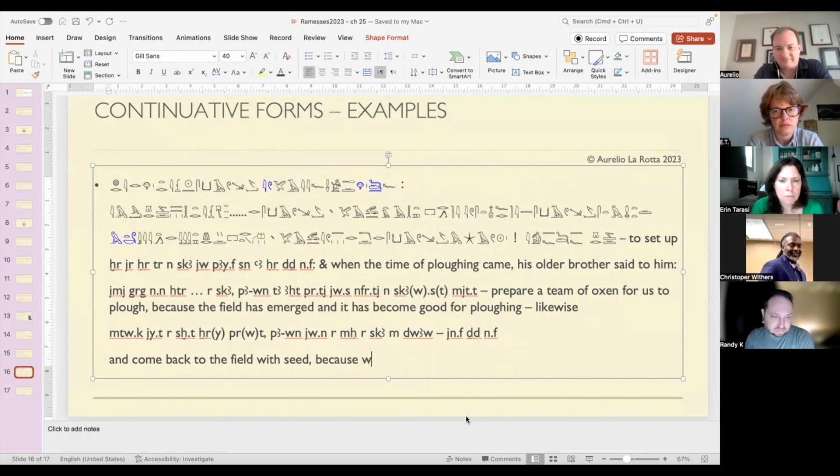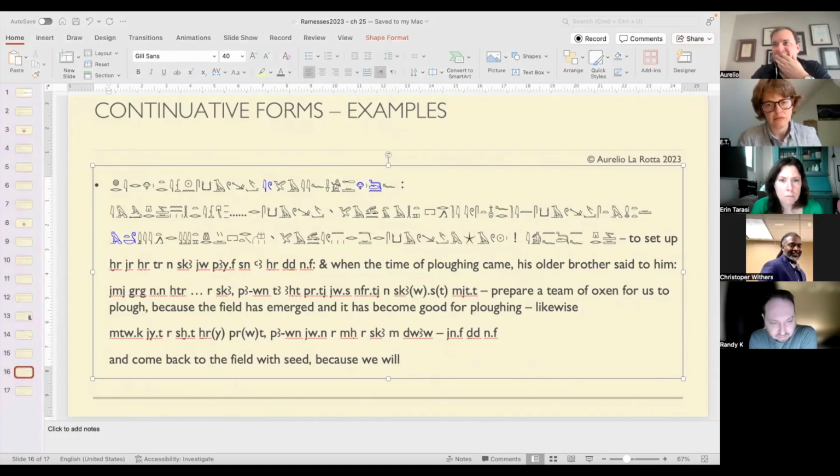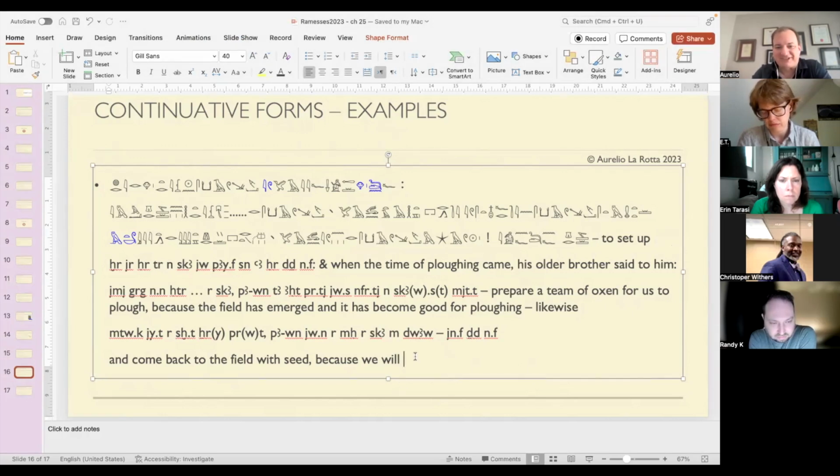Because we will. My first instinct is to say feel, but we will seize the plow. Oh, no, yeah, that's weird. You're right. What is this? I didn't even notice that. So if it wasn't there, if it were just this, what would you make out of it? We will plow in the morning, early in the morning.